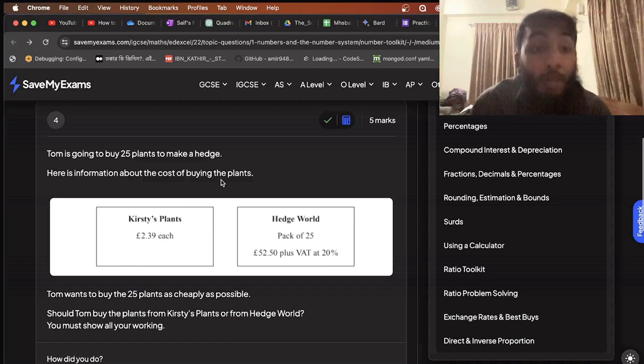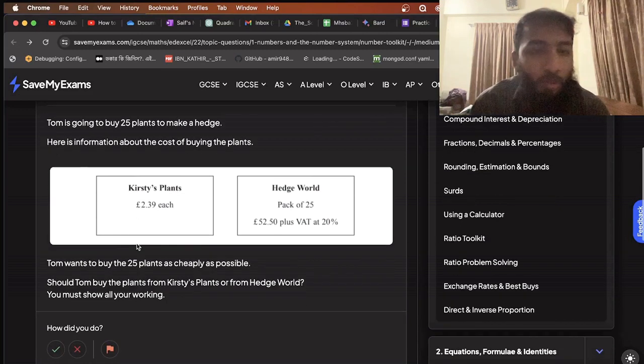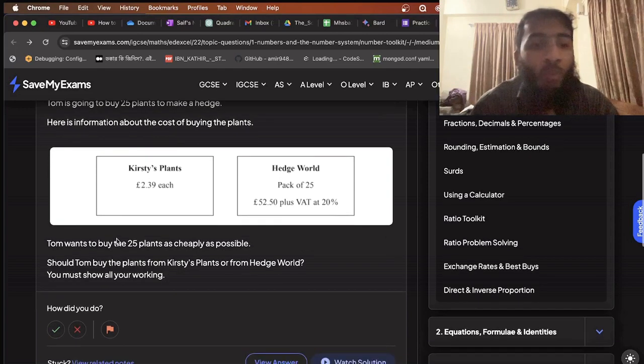Here is the information about the cost of buying the plants. Christie's Plants package has 2.39 pounds each, and the Hedge World has a pack of 25 costing 52.50 pounds plus 20% VAT. Tom wants to buy the 25 plants as cheaply as possible. Should Tom buy the plants from Christie's Plants or from the Hedge World? You must show all the working.